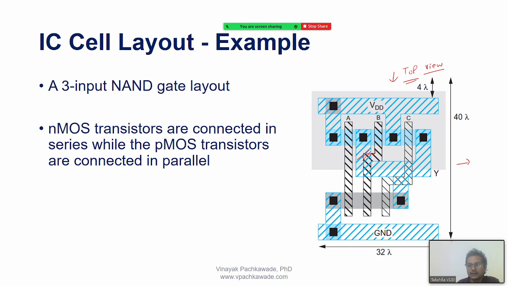So NMOSes are connected in series, PMOS are connected in parallel. Once you take these cells, you just draw the poly to separate source and drain of each transistor and make the metal routing. Just define the VDD and the ground and make the metal routing, right. Now how about the size of the chip?